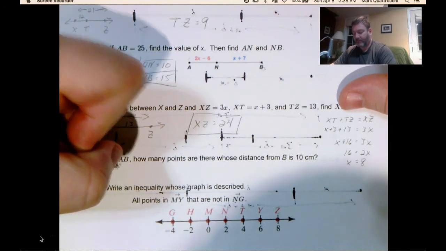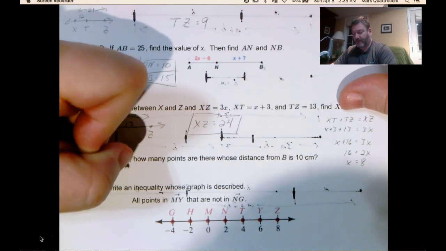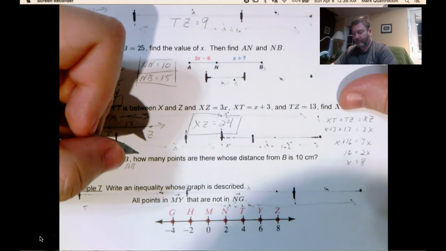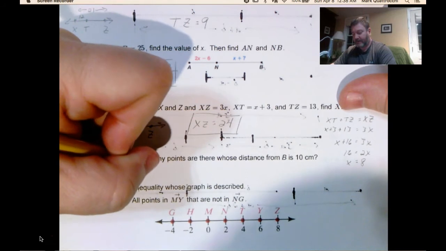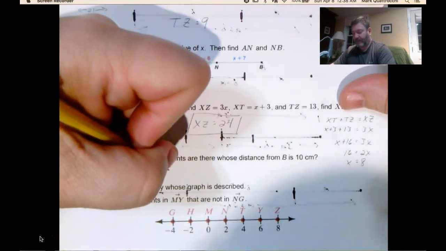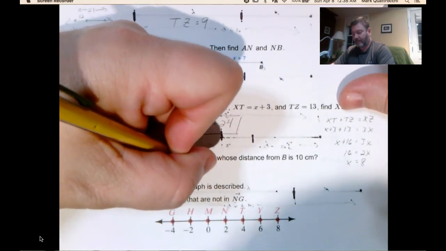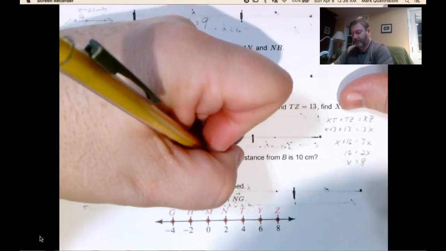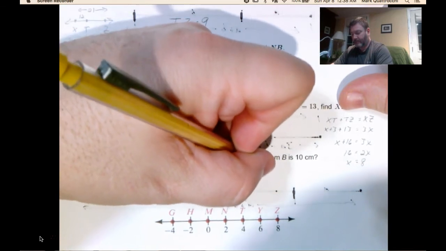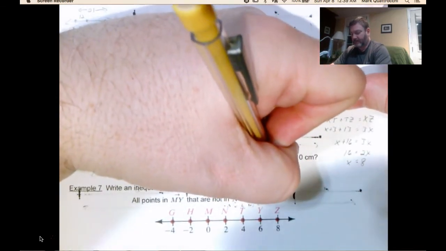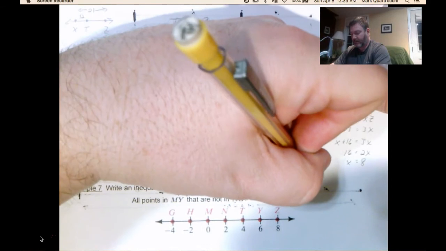If the measure of segment AB is less than 10 centimeters, then there is 1 point 10 centimeters from B. And I'm going to illustrate this in a second.